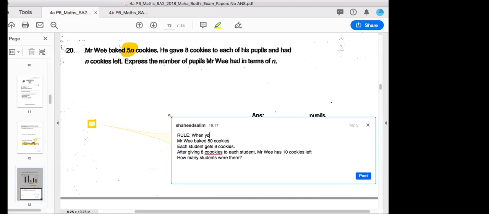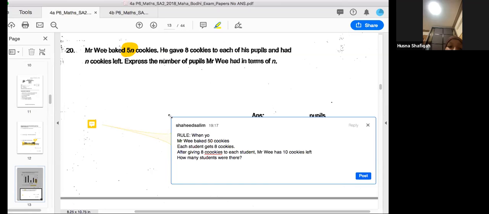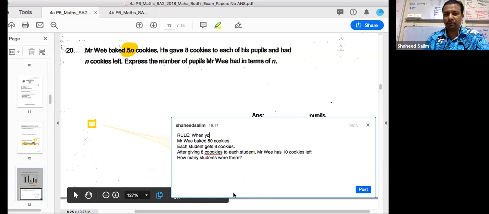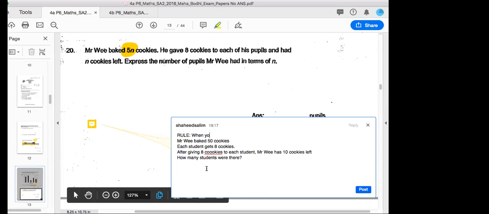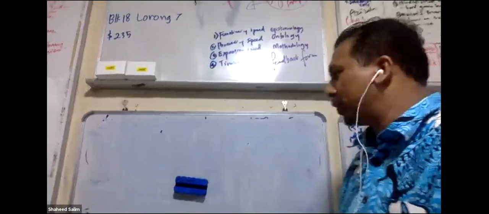Each student gets 8 cookies. How many students are there? Divide by 8. So what's your answer? Come, we try again. We do step by step.